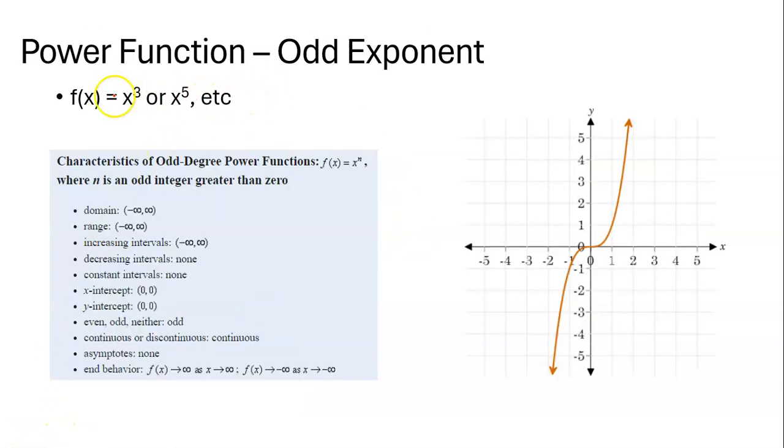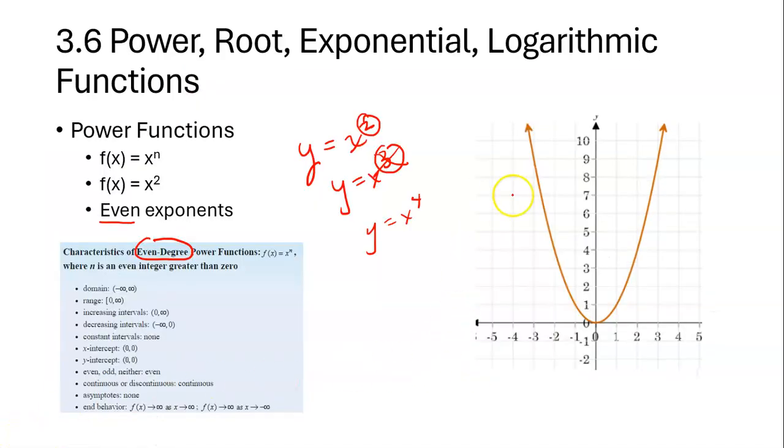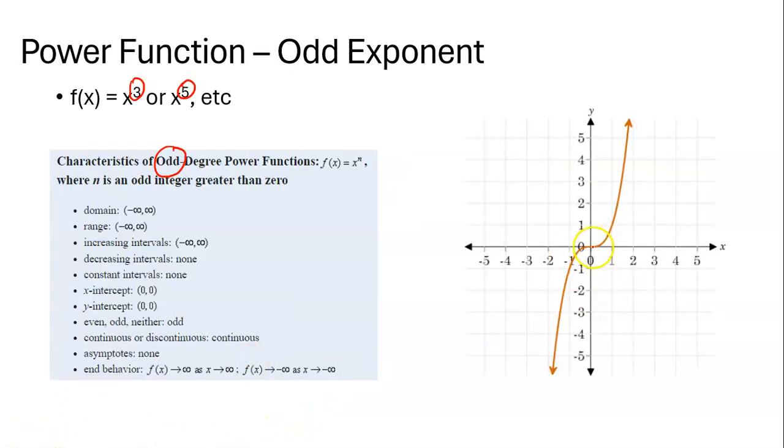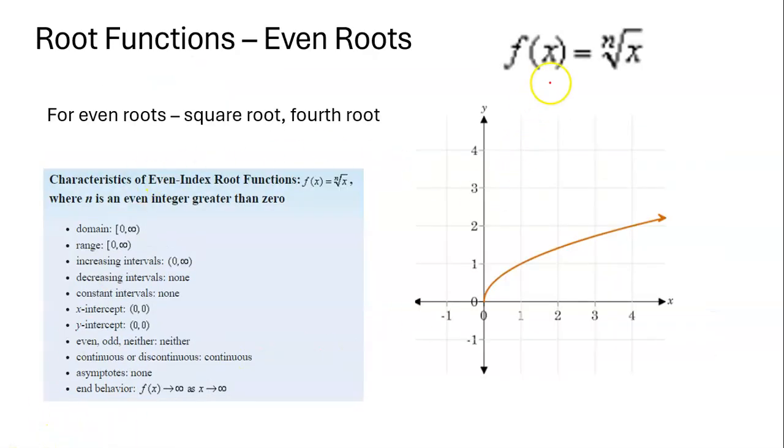All right, if it has an odd exponent, like 3 or 5, etc., so an odd degree, these are the domain and range. These are the increasing, decreasing, and constant intervals, x and y intercept, even, odd, continuous, asymptotes, and then behavior. And you can see it's a very different graph. So when it's even, it's symmetric about the y-axis, but when it's odd, it's symmetric about the origin. Okay, and then root functions.